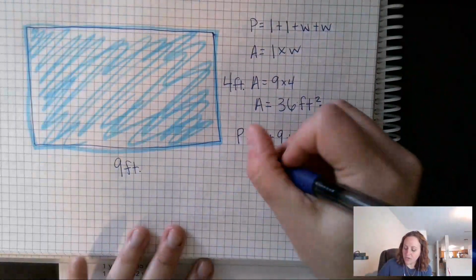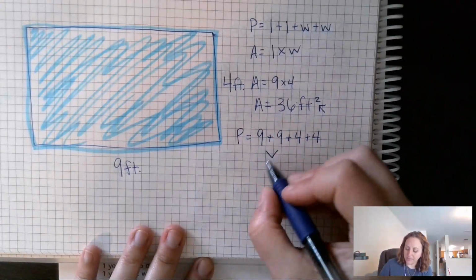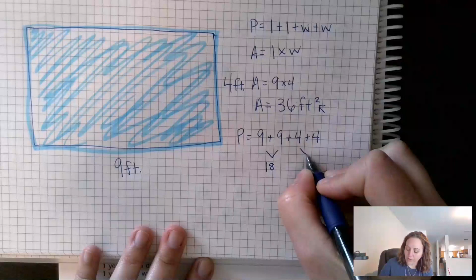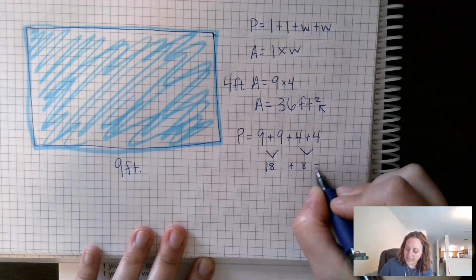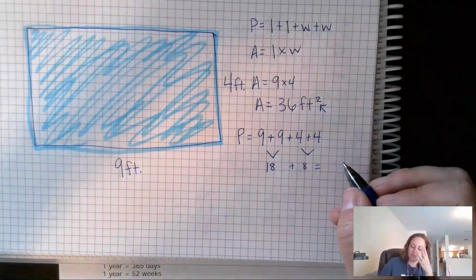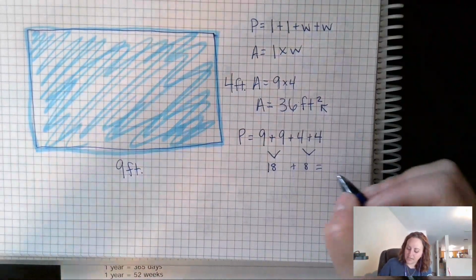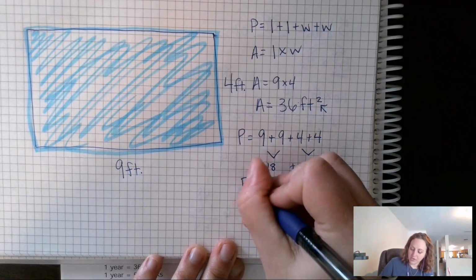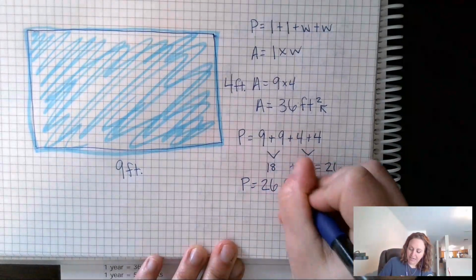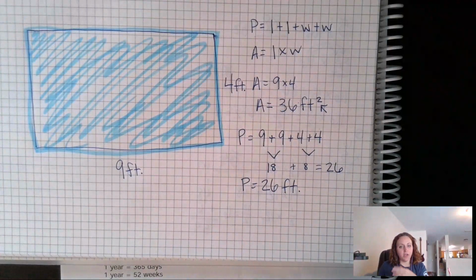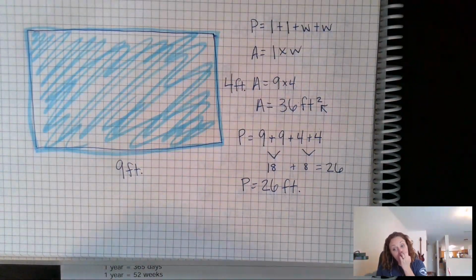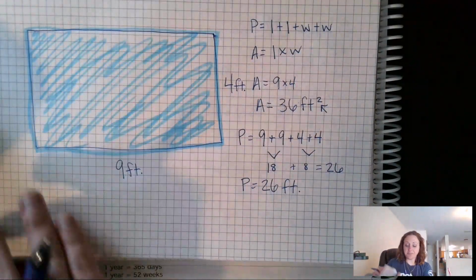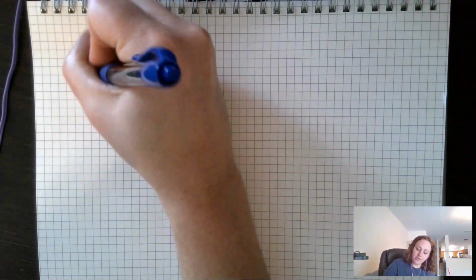Some people like to do it that way, however it works best for you. I usually will go, okay, well, I know 9 plus 9 is 18, and I know 4 plus 4 is 8, and then 18 plus 8, 18, 19, 20, 21, 22, 23, 24, 25, 26. So the perimeter of my pool would be 26 feet. Okay, so that's pretty basic, but we do get a little bit harder with it in 4th grade. You did that in 3rd grade, what I just went over. In 4th grade, let's say I have a rectangle.